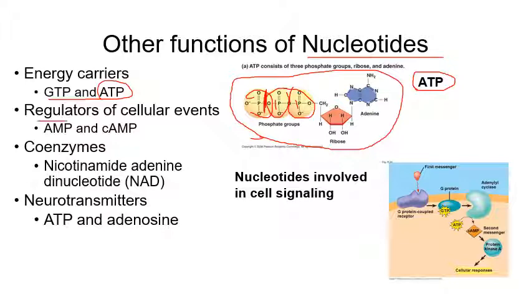Okay, also regulators of cellular events. We'll talk about cyclic AMP quite a bit because it is involved in signaling in the cells. When we're making our ATP, we have a coenzyme, nicotinamide adenine dinucleotide, NAD, for short. We will be talking about this when we talk about the cellular respiration that's being used to make ATP. Right? And then they can also be used as communicators, neurotransmitters between the cells.